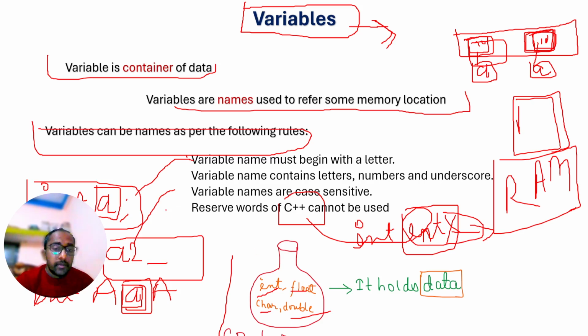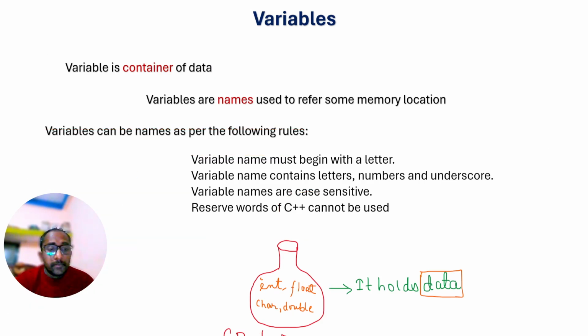So I have drawn containers. They contain int, float, char, and double. They hold data, and the data have some data types also. Declaration and definition of variables: variables have to be declared before using. So I can erase here. Before using, if you want to use a variable, you have to declare it first.